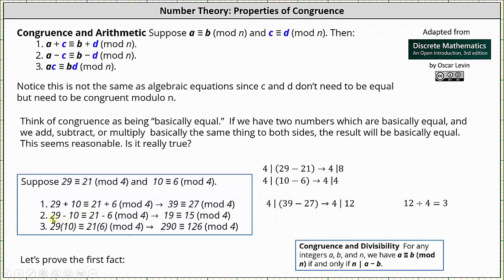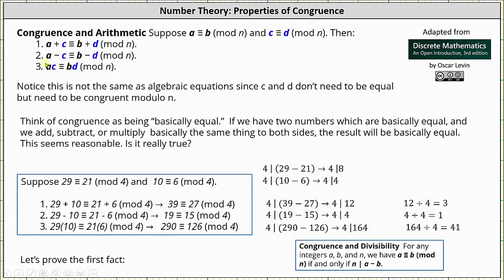For number 2, we have 29 minus 10 is congruent to 21 minus 6 mod 4. Simplifying, we have 19 is congruent to 15 mod 4, which is true since 4 divides 19 minus 15, or 4 divides 4. And for number 3, we have 29 times 10 is congruent to 21 times 6 mod 4, which gives us 290 is congruent to 126 mod 4. Checking to make sure this is true, we need to check that 4 divides 290 minus 126, and 4 does divide 164. 164 divided by 4 is equal to 41.